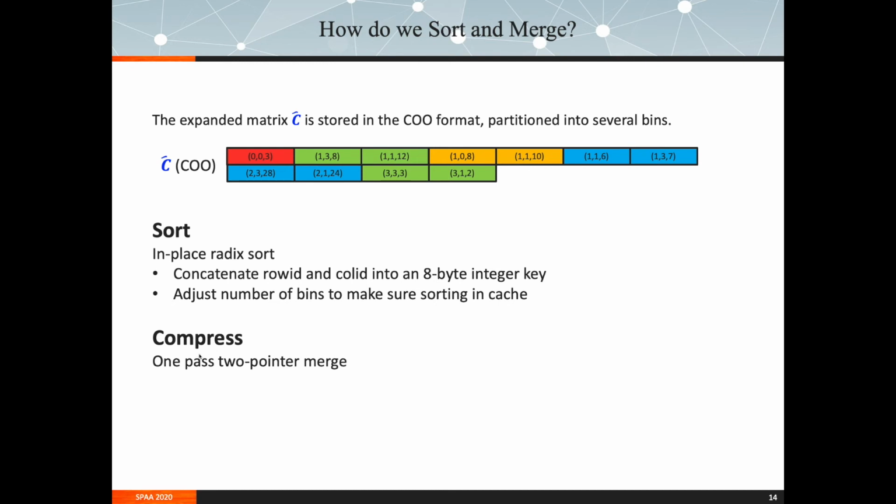For the compress, we apply the 1-pass 2-pointer method. The sort and compress is pretty straightforward. I encourage you to read our paper if you would like to see the details and optimizations we applied.